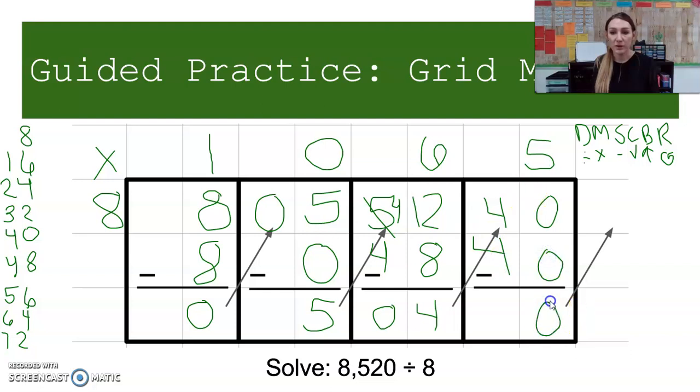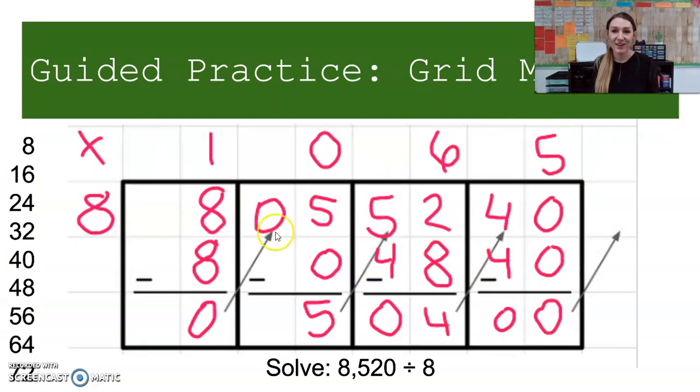0 minus 0 is 0. 4 minus 4 is 0. I have no remainder. I have nothing left to divide, making my quotient 1065. Let's see if we're right. Great job.